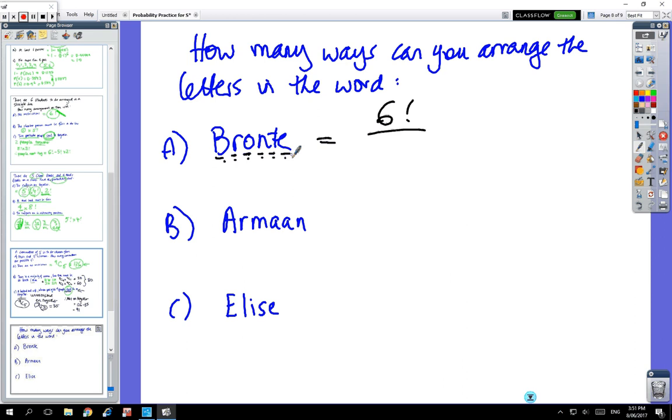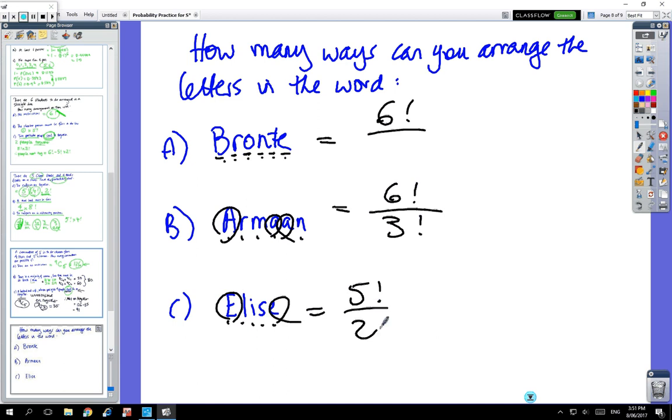Okay, with Armand, 1, 2, 3, 4, 5, 6. So we've got 6 letters again, and there are 3 A's, so we divide by 3 factorial. It's whatever that number is, you can do that yourself. And Elise, 1, 2, 3, 4, 5. And we've got 2 E's, so we just divide by 2 factorial. So it's whatever that number is. Okay, you can calculate those yourself.